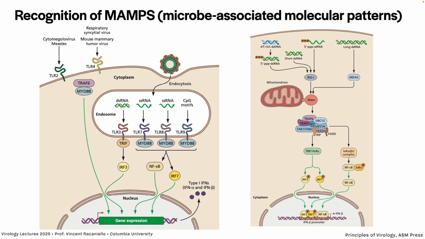Now, these kinds of nucleic acids, 5' PPP short double-stranded RNA, 5' PPP single-stranded, long double-stranded, are not present in uninfected cells. So if they're present and sensed, that means there's a virus infection going on. Cells do not make those kinds of RNA, so that's how it's distinguished.